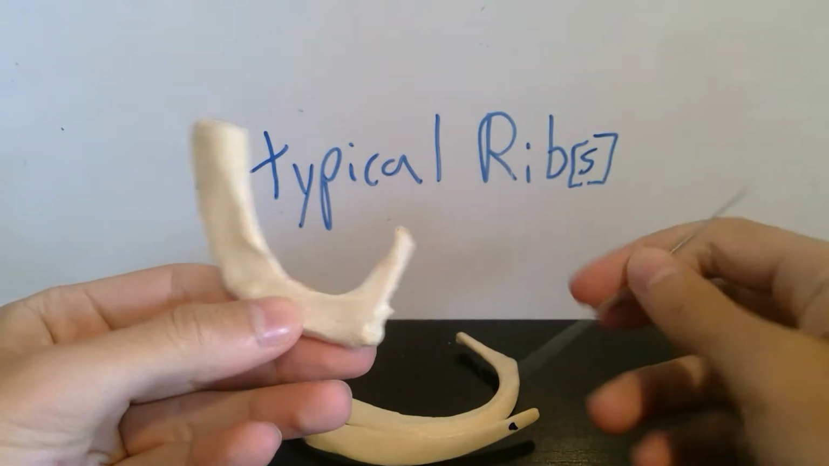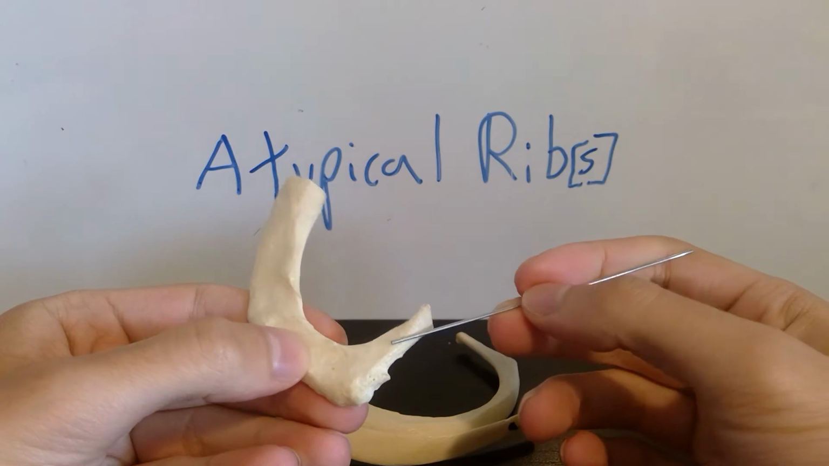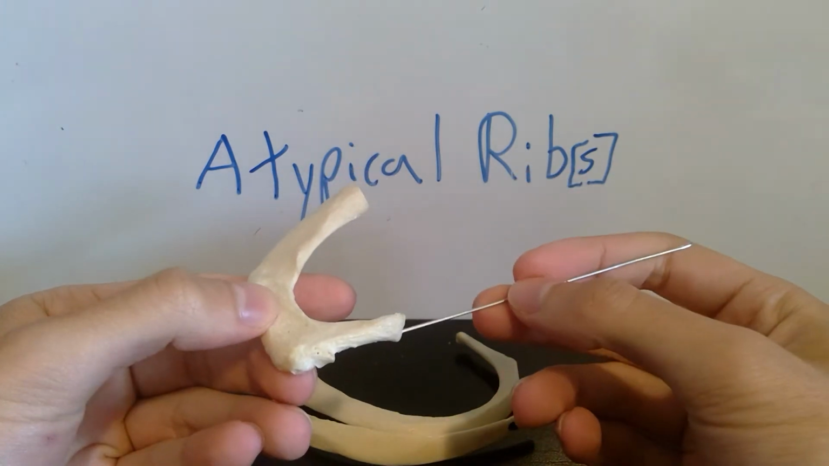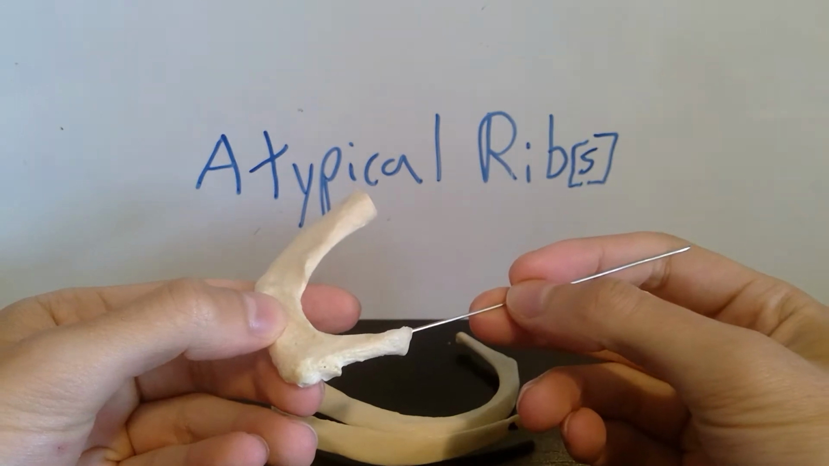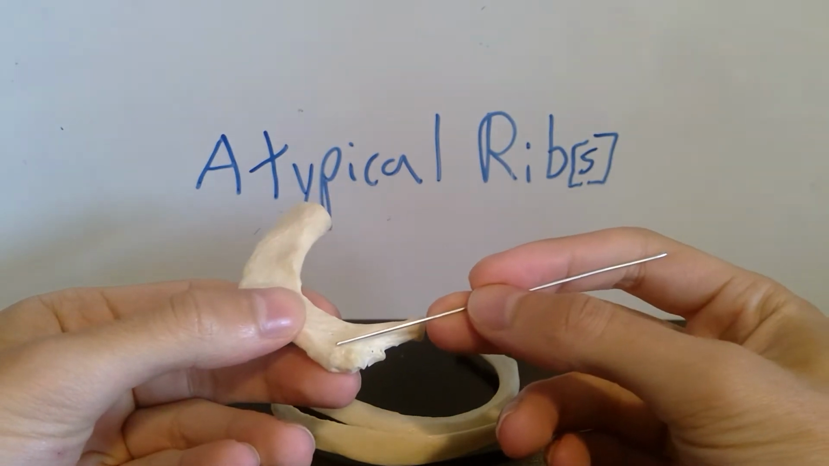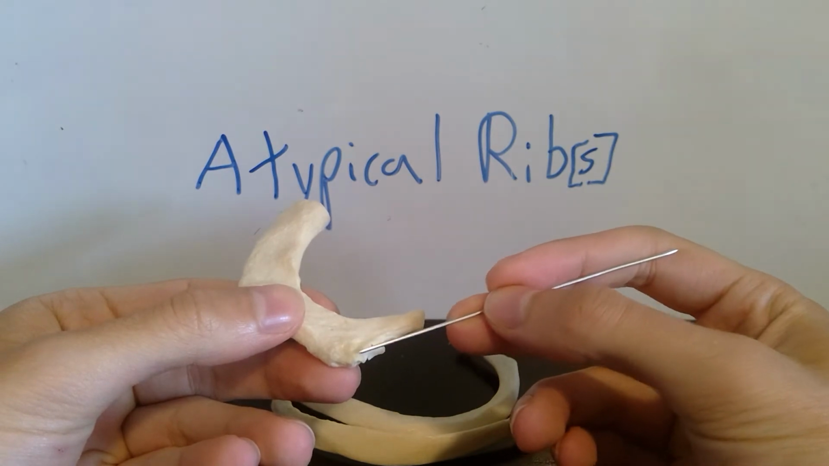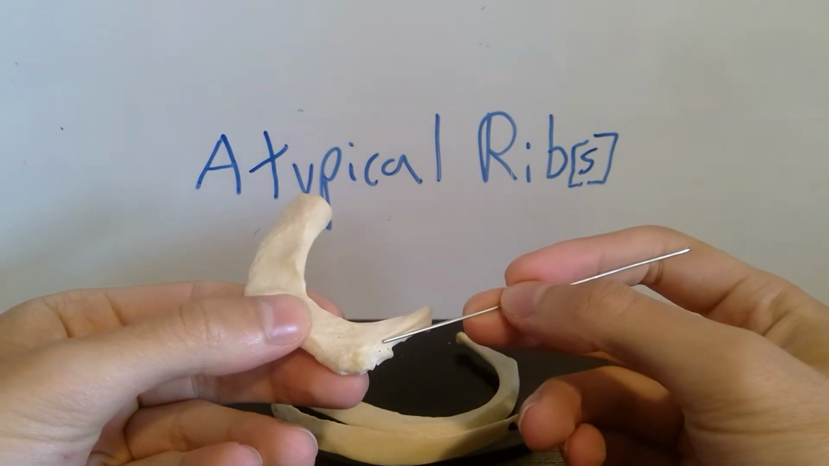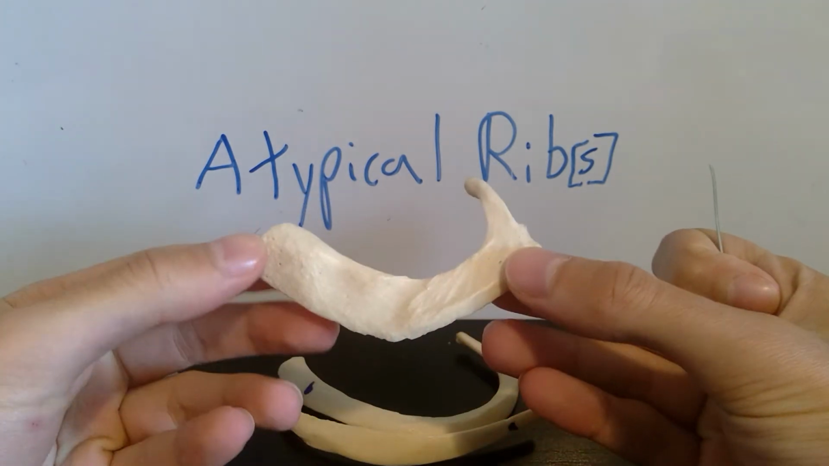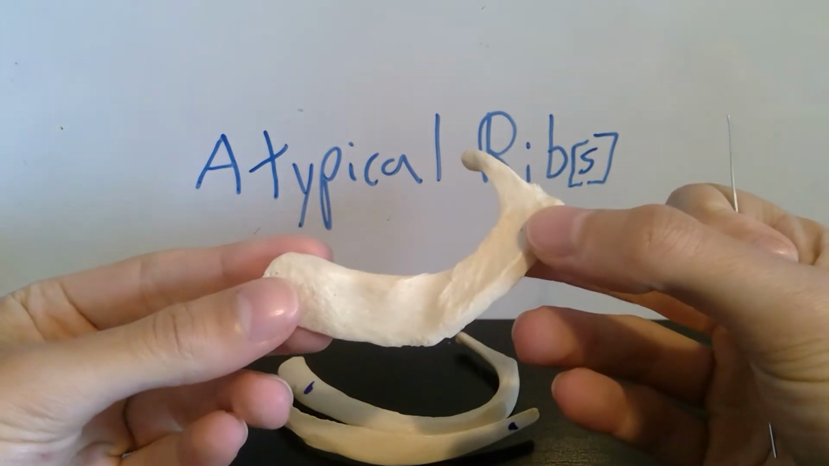Once again, we still have the posterior and the anterior ends of the ribs. That part hasn't changed. The head of the rib is still located here, very posteriorly. You still have a tubercle, and connecting the tubercle and the head is still the neck. Okay. Now there are some iconic features of the first rib I want to talk about.